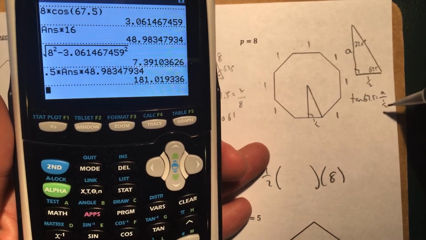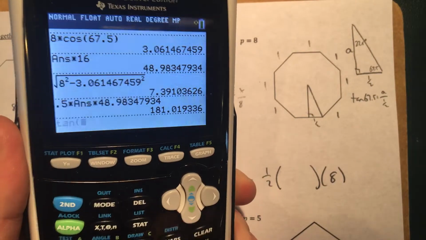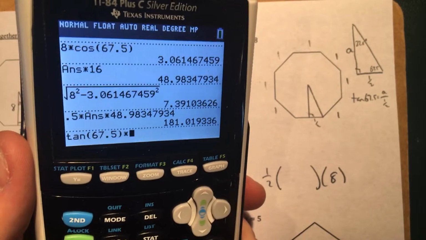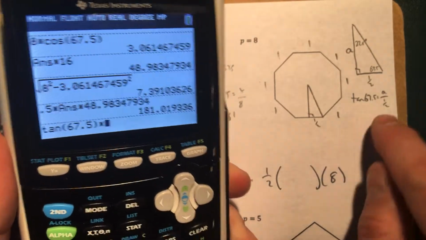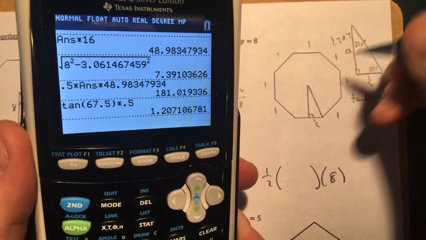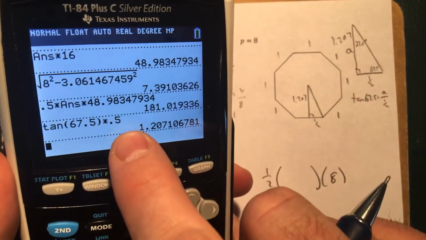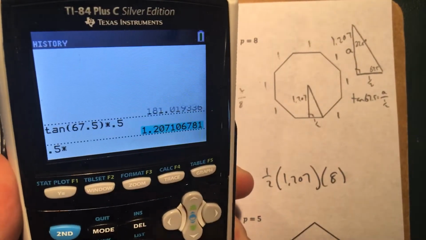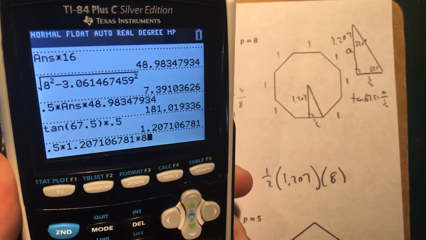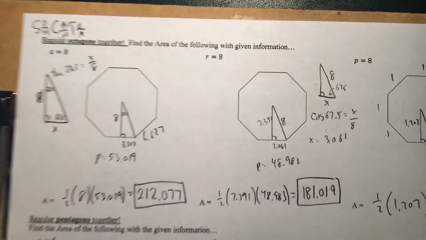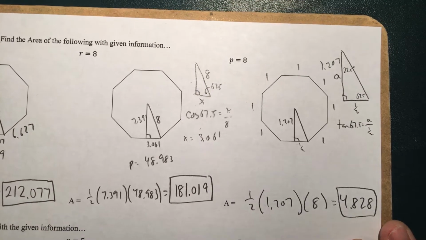Opposite over adjacent. So now I'm just going to multiply the tan of 67.5 by, my wife is providing musical accompaniment in the background, which is nice, times 0.5, and I got 1.207-ish. Now that's kind of nice, but I'm going to use this number, of course. So now I'm just going to go 1/2 times the apothem, which was the last number or answer, times the perimeter, and we get a whopping 4.828. Now that's not very big, but that's okay because it's kind of a small shape. And so there's our first 3.